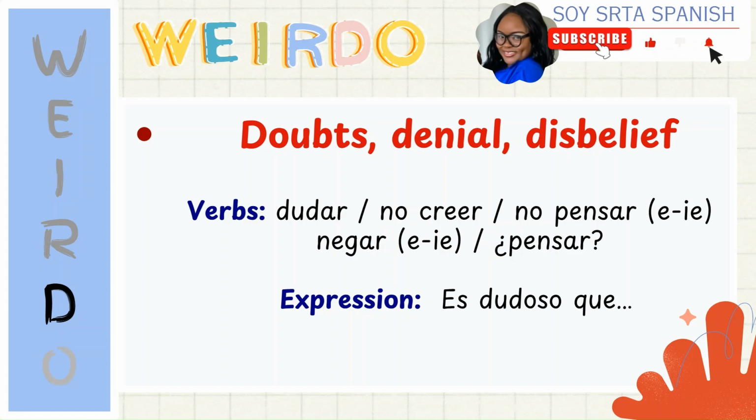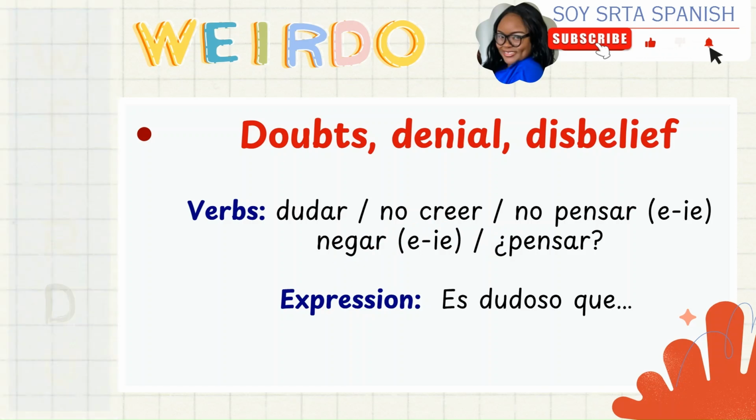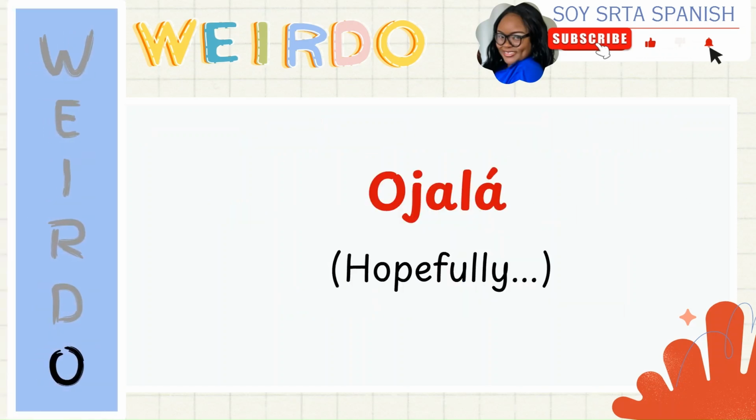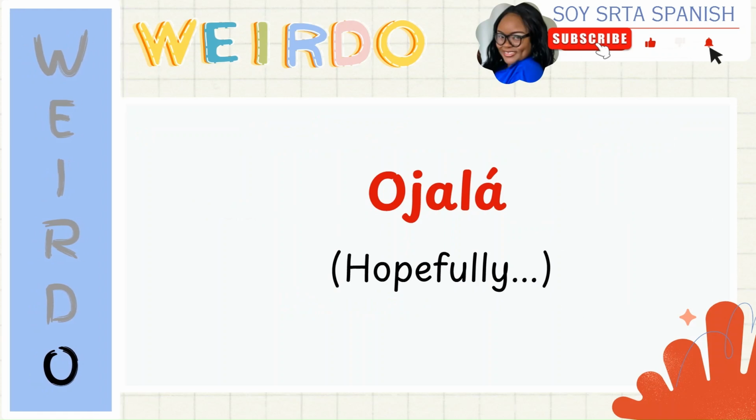Let's move on to the final letter in weirdo. And this final letter is actually easier than we think. It stands for one word, and that one word is ojalá. Ojalá means hopefully. If you see anything following ojalá, it will be in the subjunctive mood because ojalá is a subjunctive trigger word. Hopefully it rains tomorrow. The it rains would be in the subjunctive mood.